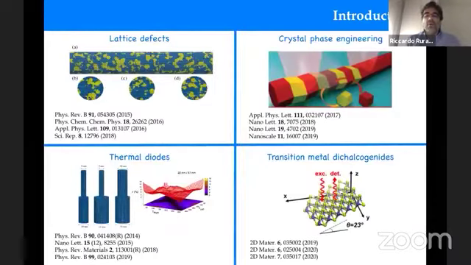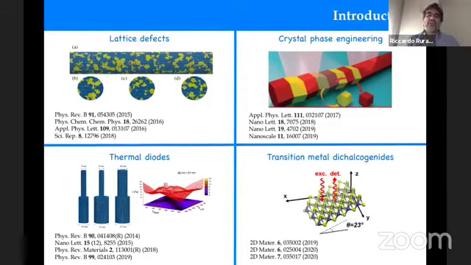In our group, we try to tackle these three big challenges in different research lines. We have studied a lot of lattice defects and how they scatter phonon transport. Also, we have been quite active in crystal phase engineering, which is a subfield in nanowire science, which is becoming increasingly important.